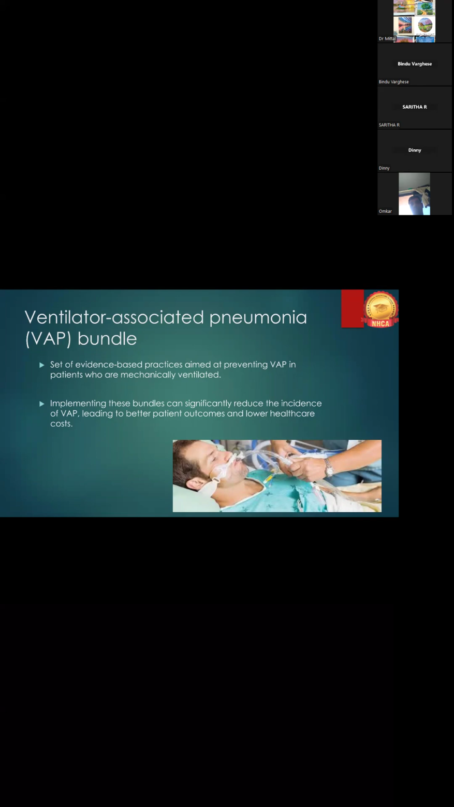Let's go to the first one, that is the VAP bundle. They are a set of evidence-based practices aimed at preventing VAP in patients who are mechanically ventilated. If you have a patient on a ventilator and you implement this bundle, it's better for the patient outcome and it will reduce his chances of getting VAP.